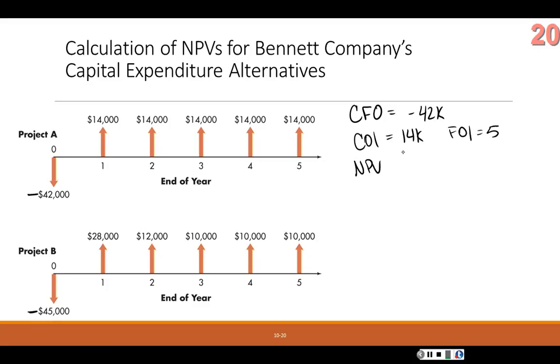Push the NPV button, enter in your discount rate of 10%, enter in the down arrow and compute, and we get NPV equal to $11,071.01.